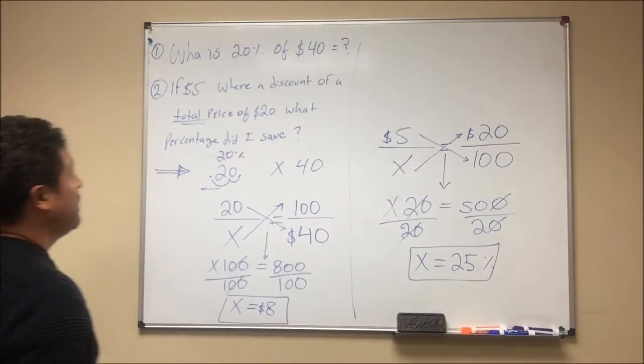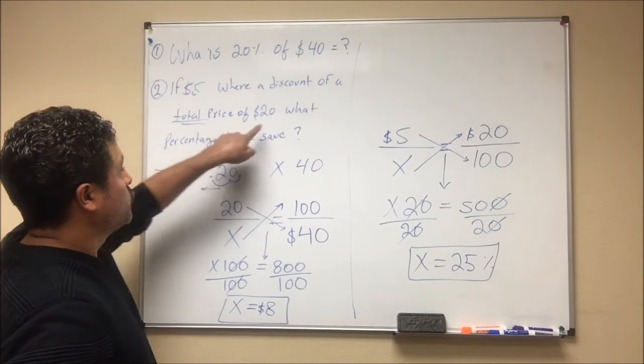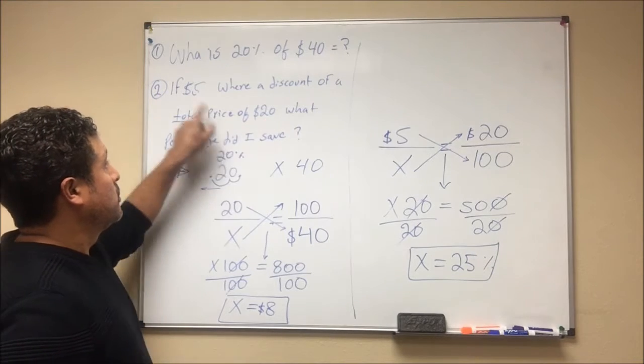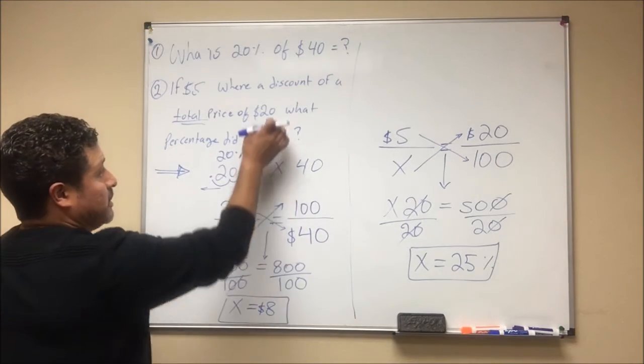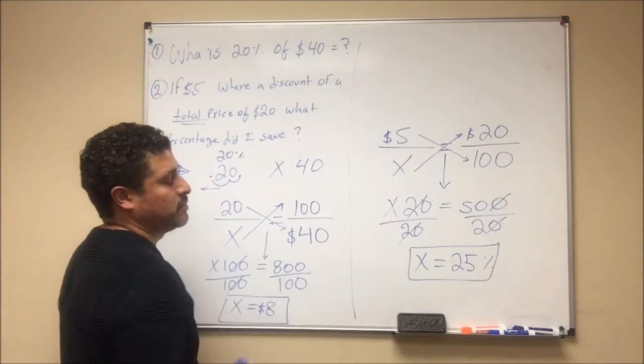So $5 of $20, being that 20 is 100%, then it just becomes 25%.